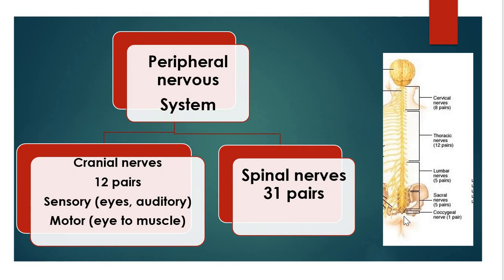It is very easy to learn. How many months do we have in a year? 12. So, 12 pairs of cranial nerves. How many days do we have in a month? That is 31 pairs. So, spinal nerves are 31 pairs. This is just for learning purposes.